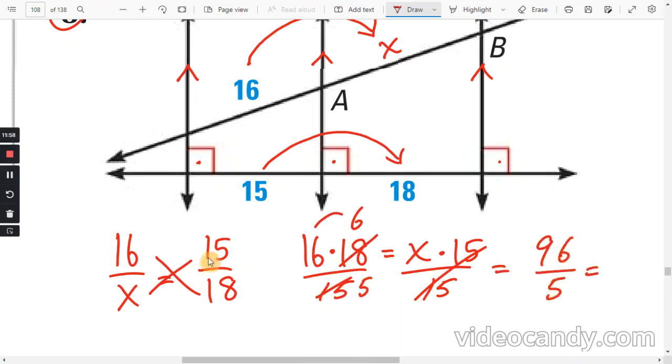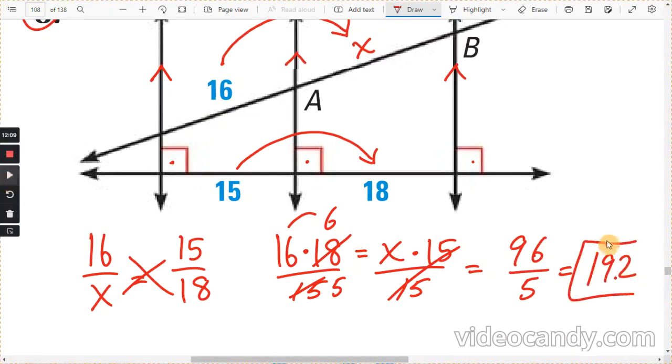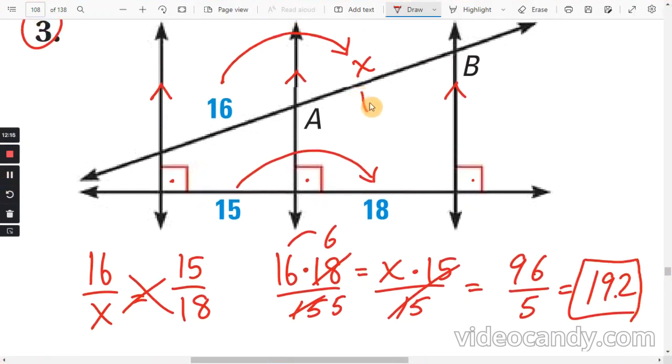I'll do the calculator here. I think it's going to be 19.2. Let me double check on the calculator. Yes, it's 19.2. So this right here is 19.2. Does the answer make sense? Well, 18 is more than 15, so 19.2 is going to be more than 18. Okay, since 16 is more than 15, this should be a little more than 18.